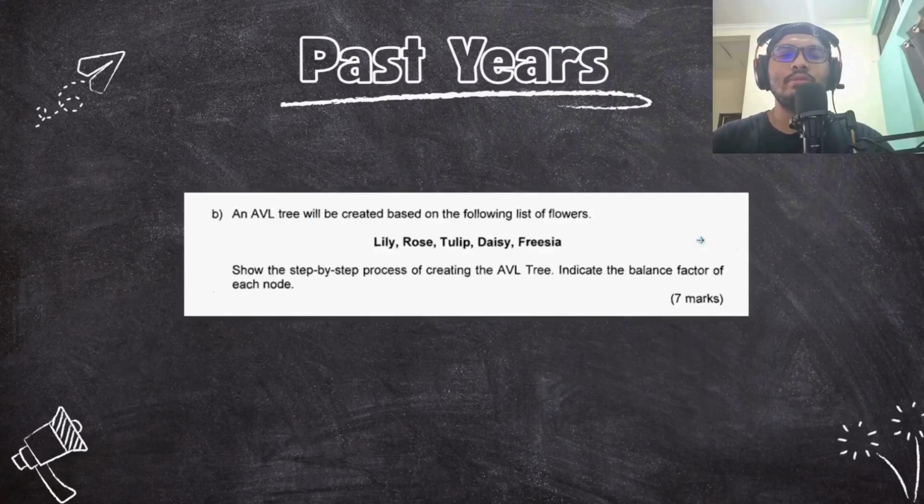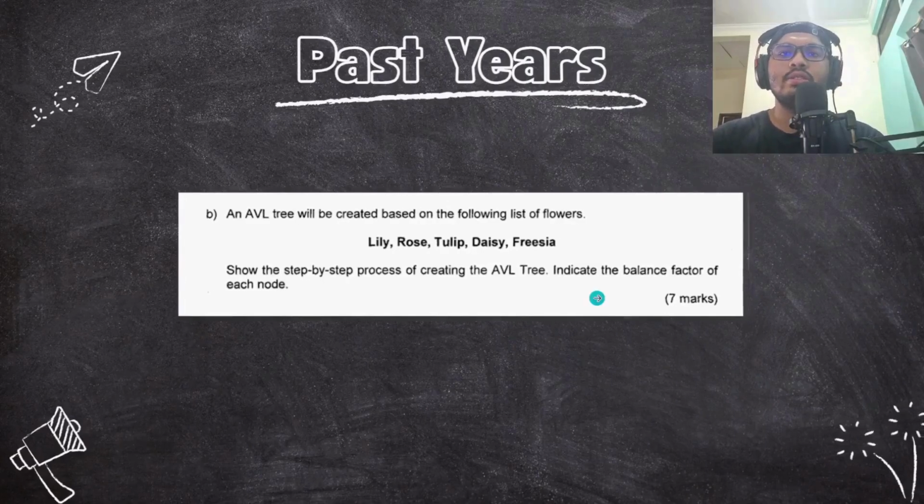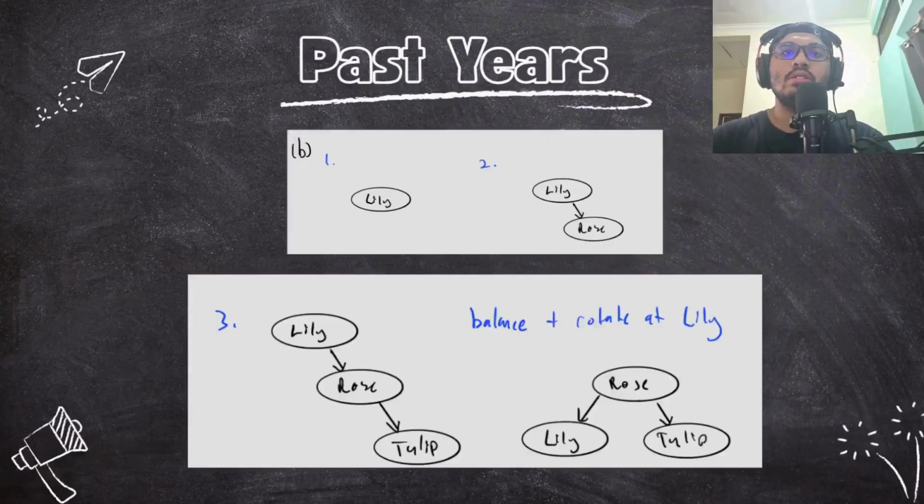An AVL tree will be created based on the following list of flowers: lily, rose, tulip, daisy, freesia. Show the step-by-step process of creating the AVL tree. Indicate the balance factor of each node. Okay, so we start answering this question by starting from the left of the list to insert into our AVL tree.